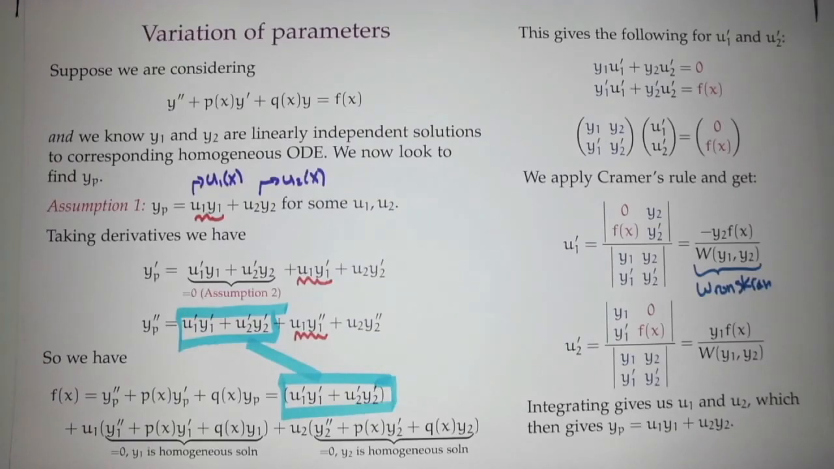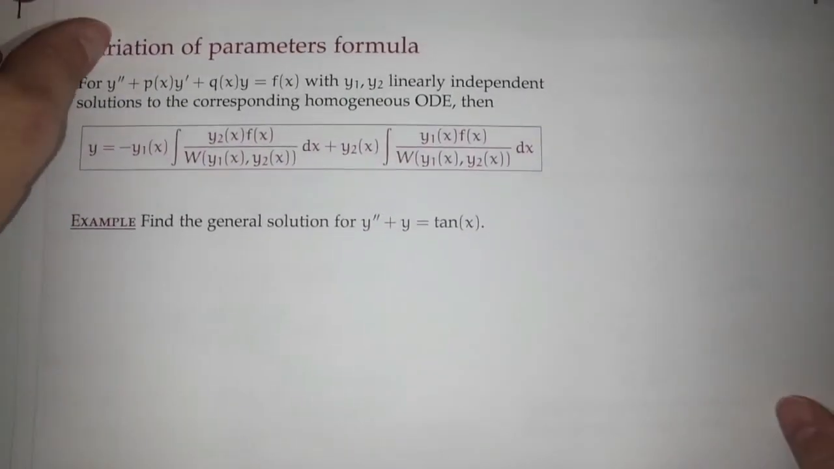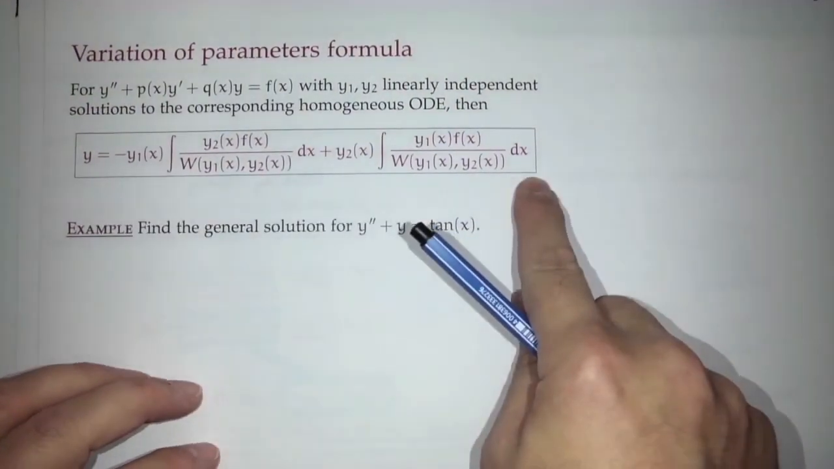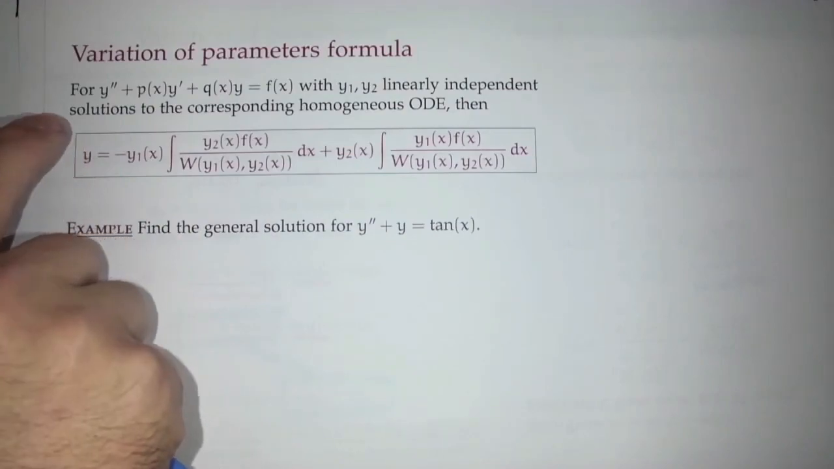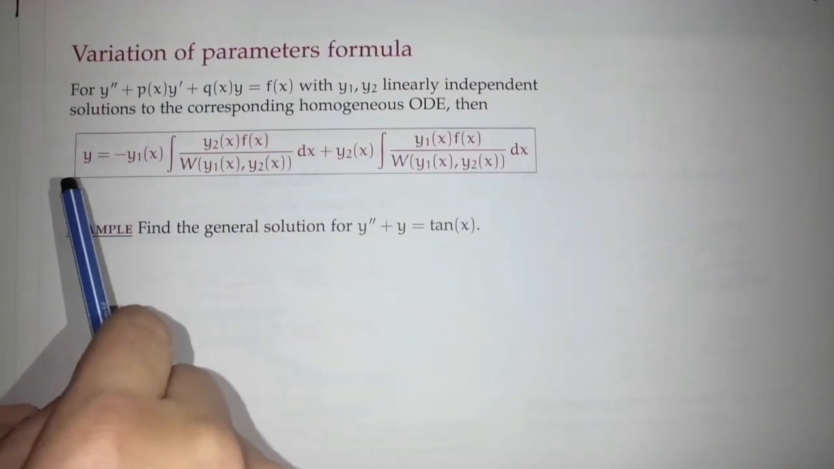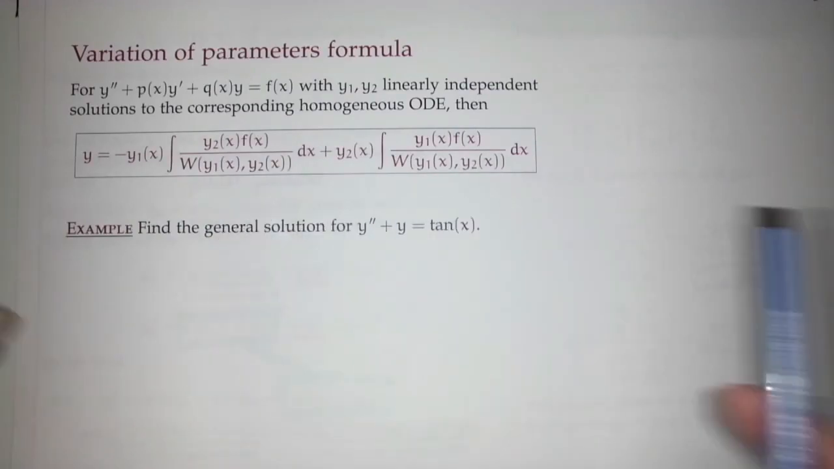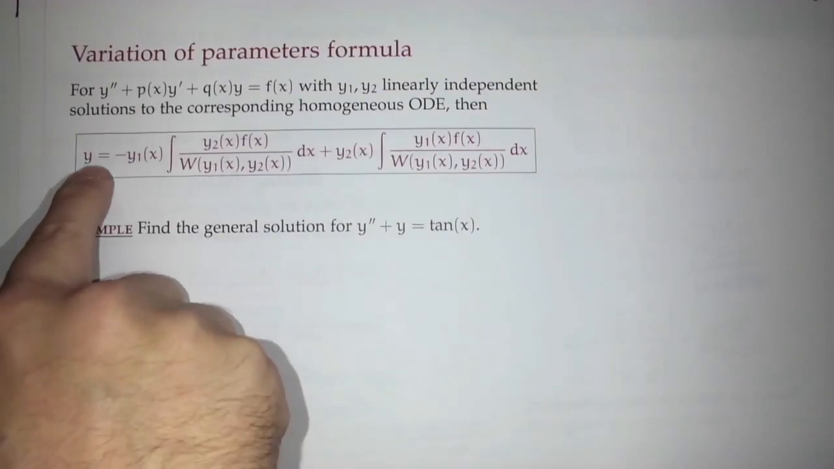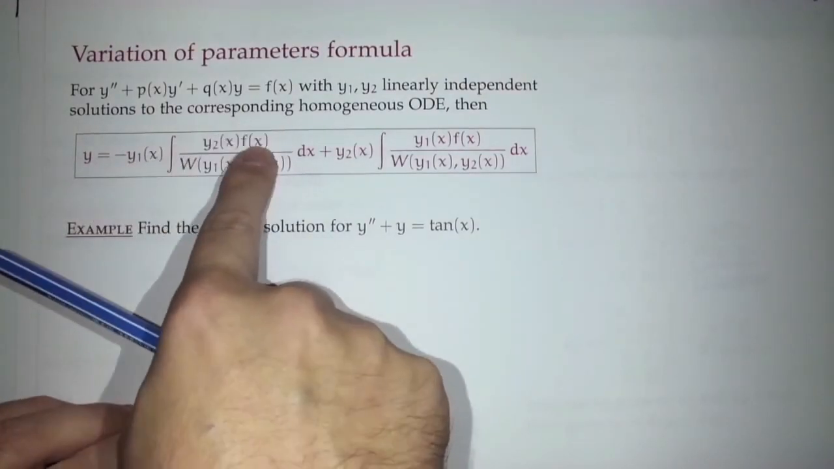Well, if I have u1 prime, how do I get u1? Integrate. How do I get u2? Integrate. And so that means we can have a formula. A nice, simple formula. Here it is. So, for y double prime plus p of x, y prime plus q of x, y equals f of x, y1, y2, linearly independent solutions. Then the solution, and you look at it, it's like so obvious, it's like the first thing you'd think of, right? Y is minus y1 of x integral y2 times f over the Wronskian.